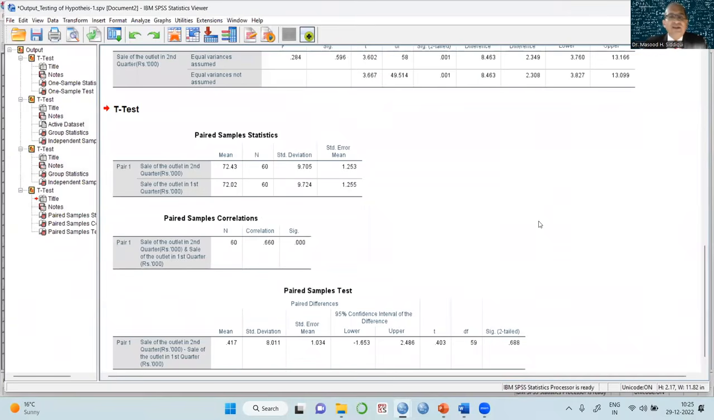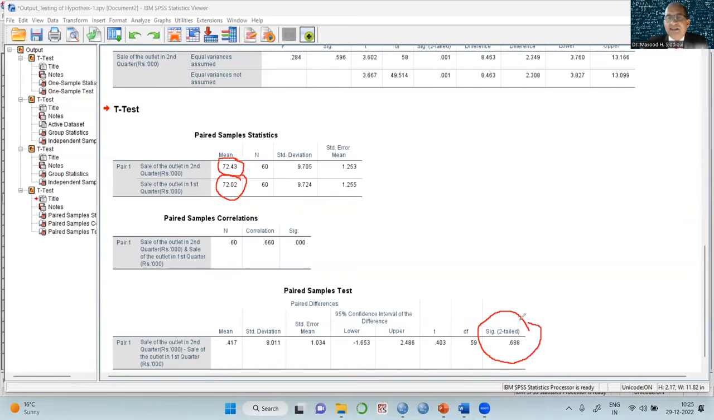Now this is the output, right? As you see here, the average sale of the second quarter is 72.431 for the sample values, and the average sale of the first quarter for the sample values is 72.02. So there is a difference, right? But as you observe, the difference is not much. Anyway, we will also be examining whether this difference is substantial or significant or not. So for that, we will be using the paired t-test. As you see, this is the paired t-test p-value.